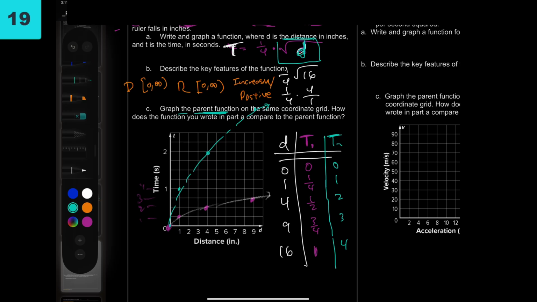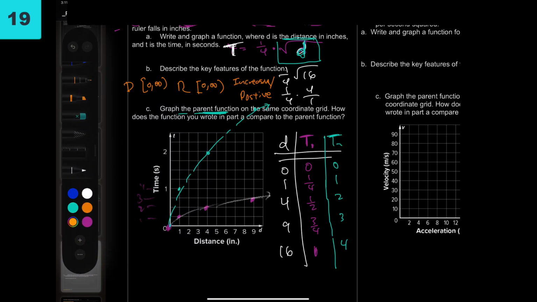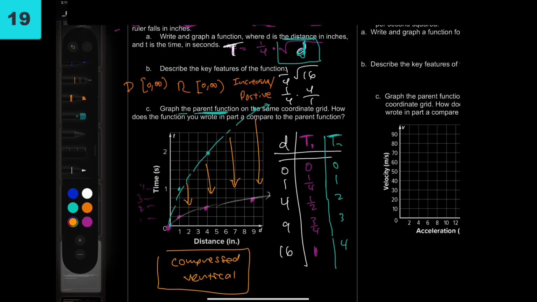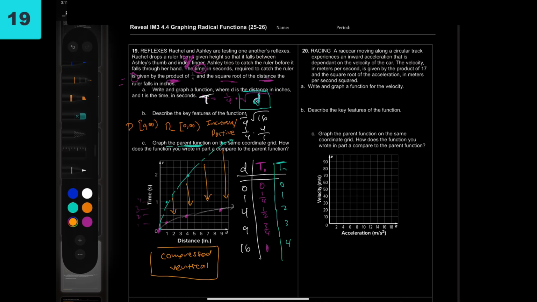Okay, so the question is, let's get a different color here. Oh, I like the yellow. What is happening to this graph? You're going from the original to the blue to this, it's not yellow, it's orange. What's happening here is it's being compressed, pushed down, compressed vertically. So notice my arrows are pointing down. So that describes what's happening. Okay? Okay, question number 20.